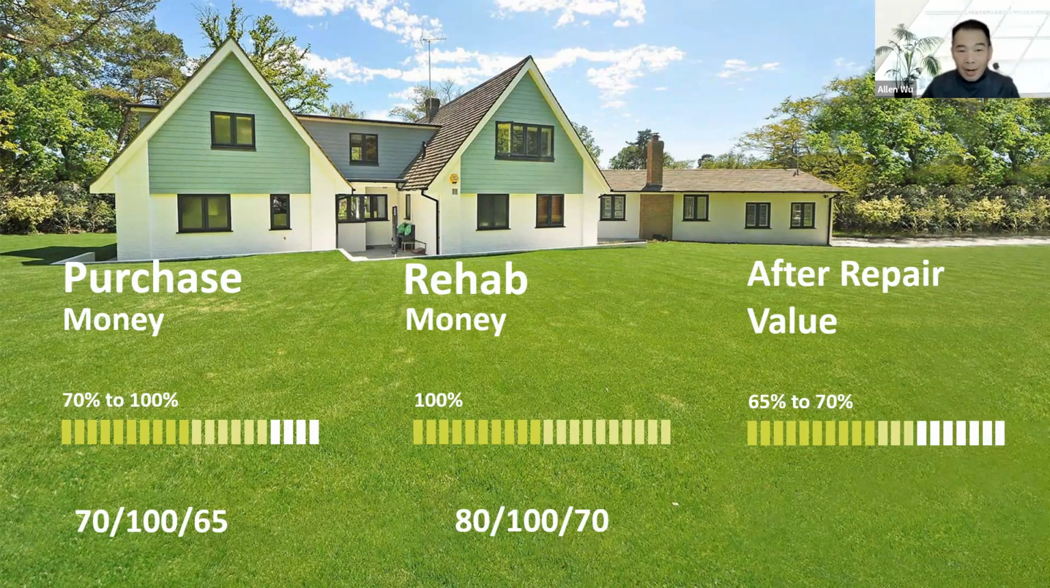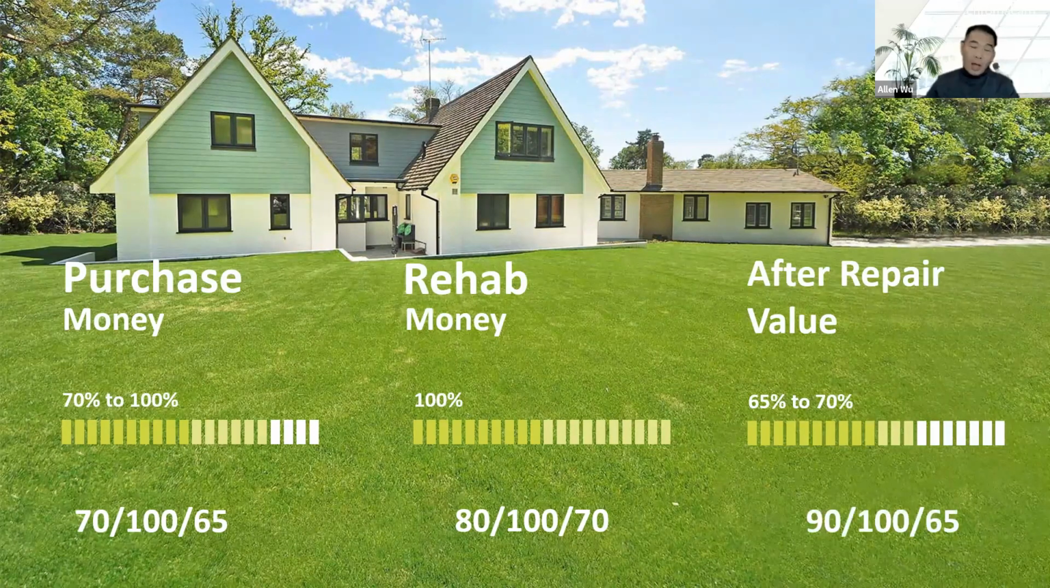You hear something called 80, 170. Same thing. They give you 80% of the purchase money. They give you 100%, always 100% of your renovation money, and the total funding cannot be more than 70% of the ARV, so on and so forth, 90, 165, so on and so forth.